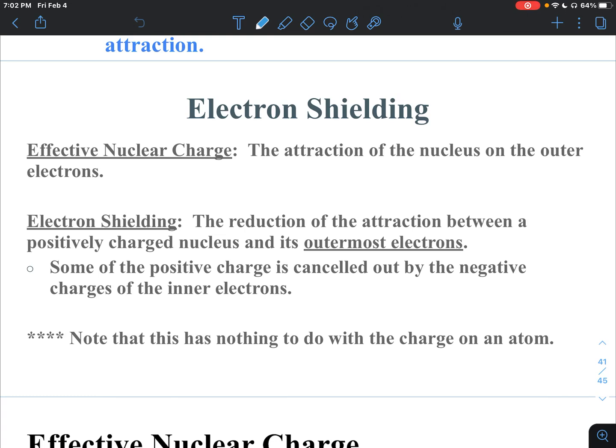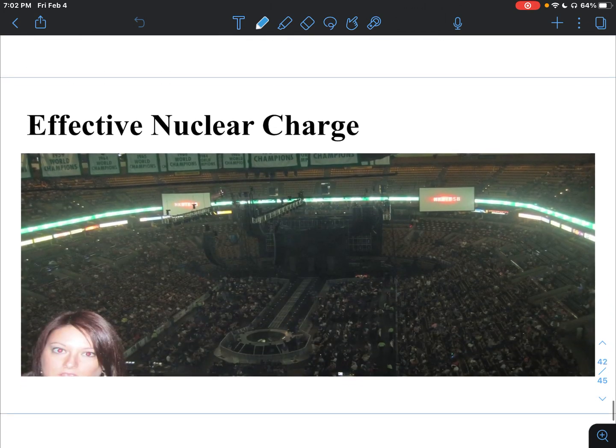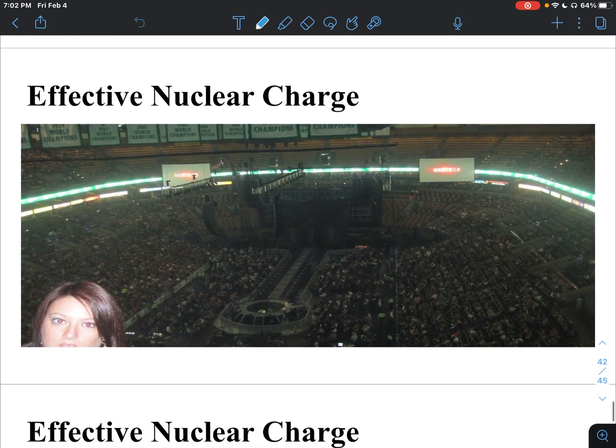To demonstrate this process, or Coulomb's law, I like to use an example of a concert. Years ago, I went to a concert, and this is the Boston Garden, and I was all the way in the back row. So when I got to my seats, this is what my view was of the stage. You can see this is the stage here. This is where sometimes they would come out, and I was all the way up here. I actually don't even know who this person is. This person was just a random person in front of me.